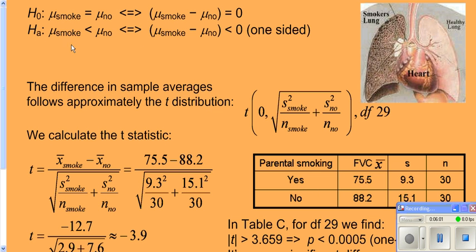Now, we're assuming that the children of the smokers might have a smaller lung capacity than the non-smokers. So that's going to be our alternative hypothesis. We're looking for evidence for that. Or if you subtract the non-smokers from both sides, you get the mean of the smokers minus the mean of the non-smokers, less than, because it's still that same symbol as we had over here, is less than zero.